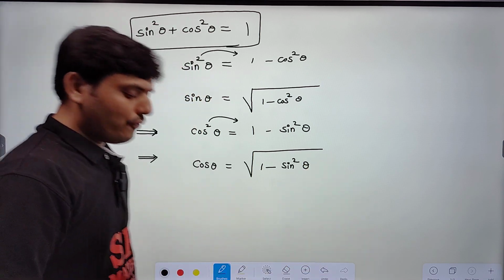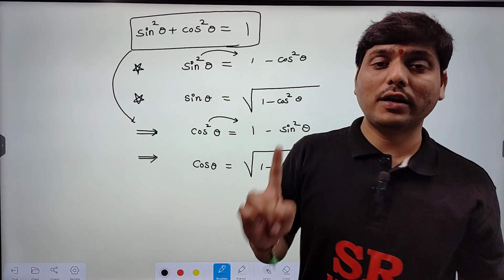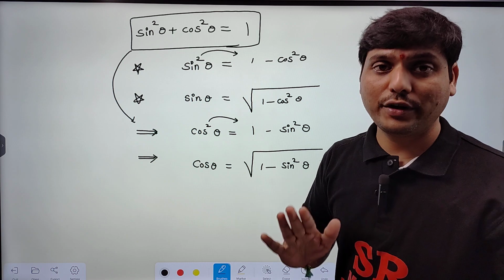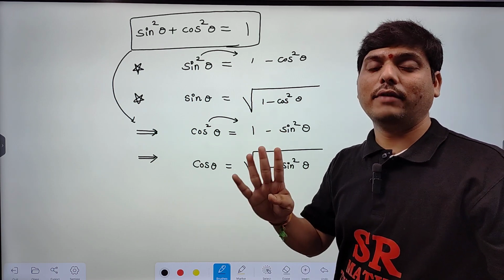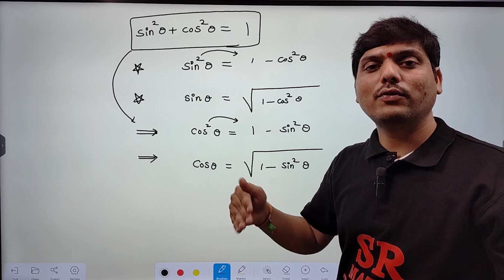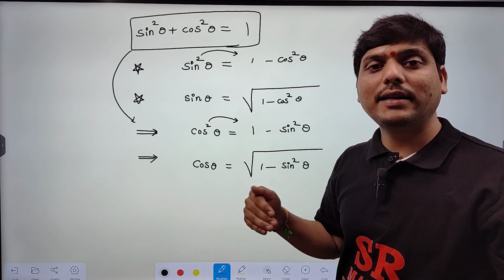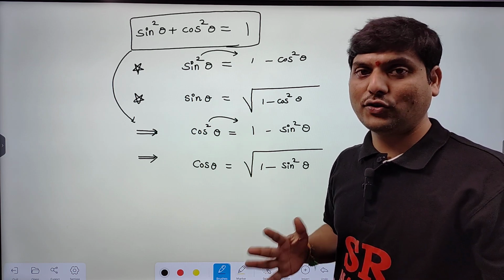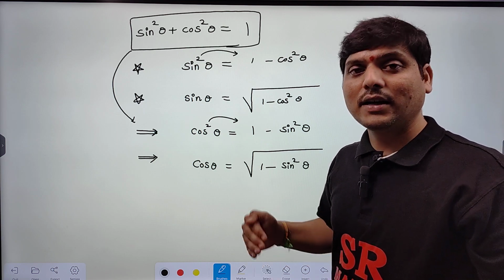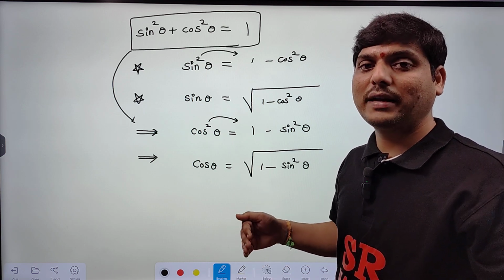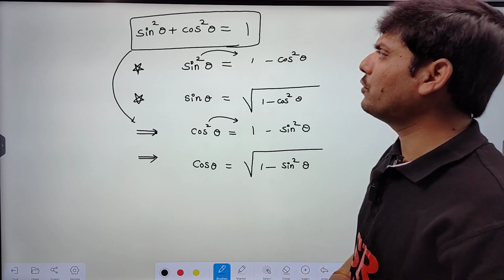Finally, from only one identity, sin square theta plus cos square theta is equal to 1, there are four formulas. One, sin square theta is equal to 1 minus cos square theta. Sin theta is equal to under root 1 minus cos square theta. Cos square theta is equal to 1 minus sin square theta. Cos theta is equal to under root 1 minus sin square theta. These are very important formulas.